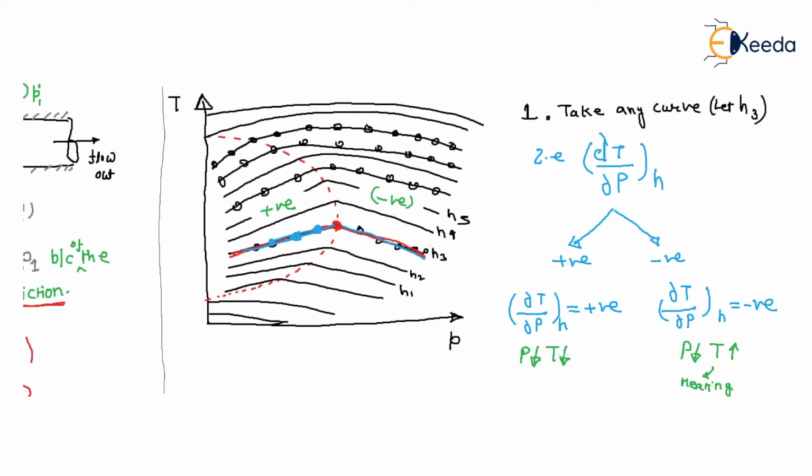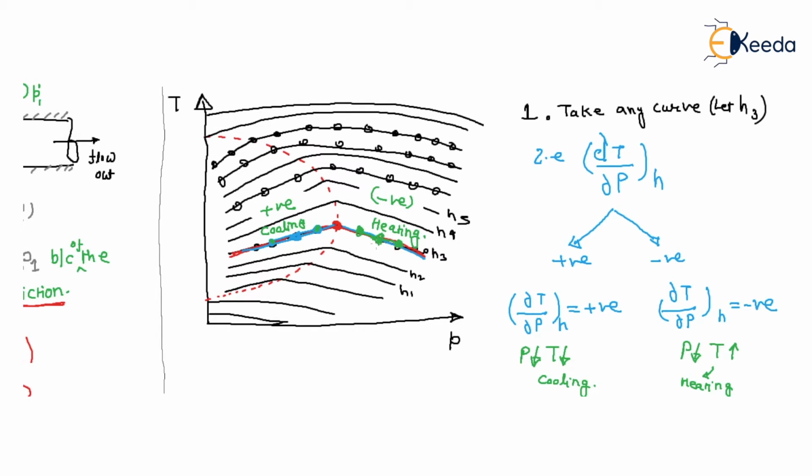And in the positive slope, there is a cooling. So there are two zones. There is a cooling zone. If you go from this point to this point, at the same enthalpy, there is a heating, right?